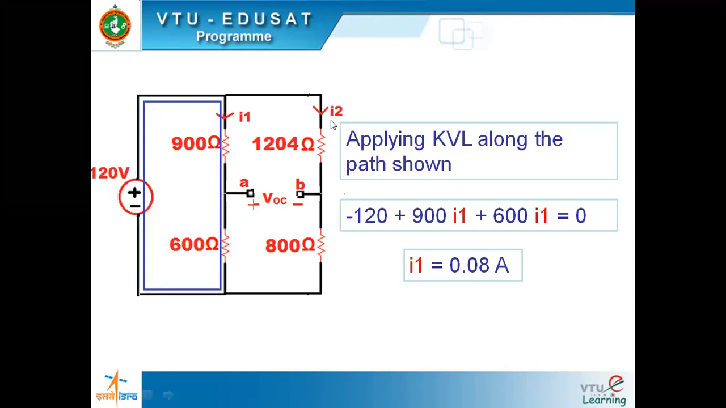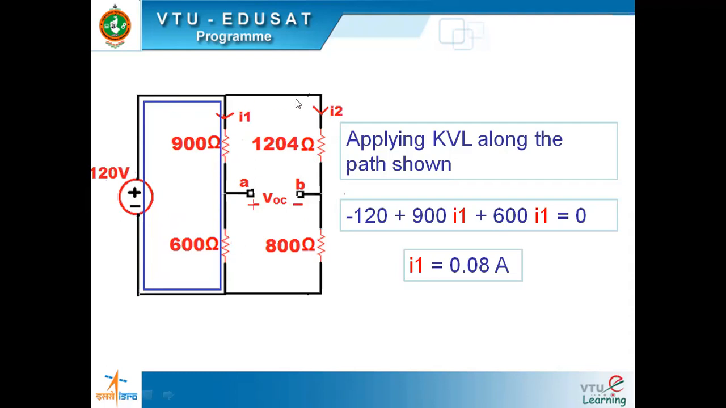But there is another smart way of dealing with it. There is another path wherein I'll have only I2 involved, and I1 is not involved. Which is the path along which I can apply KVL, and that equation should not involve current I1? Which is that path here? In this path, I1 is flowing. In this path also, I1 is flowing.